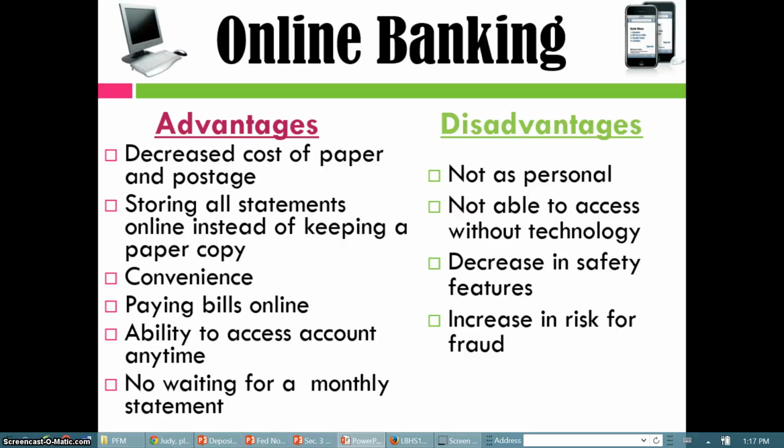I can pay bills online. I have the ability to access an account anywhere, anytime, and there's no waiting for your monthly statement. The disadvantages are there's no personal connection. If you're having a problem, you have to solve it through contacting some type of hotline or tutorial. Not being able to access without technology, so if your internet's down, then guess what? You can't find out how much is in your account. There's a decrease in safety features, obviously with identity theft and internet hacking, that's increased the insecurity of online banking and increased the risk of fraud.